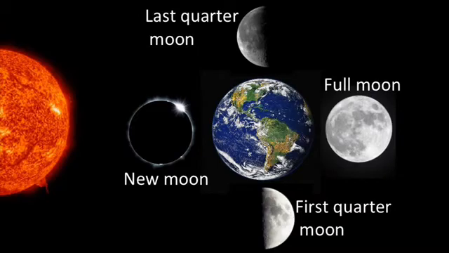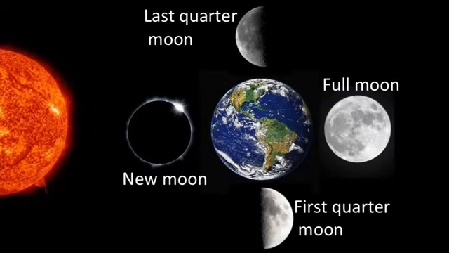These are the phases of the moon. As you all know now, the first phase is new moon, the second phase is first quarter, the third phase is full moon, and the fourth one is last quarter. So these are the 4 phases of the moon. I hope that you all know the 4 phases now.